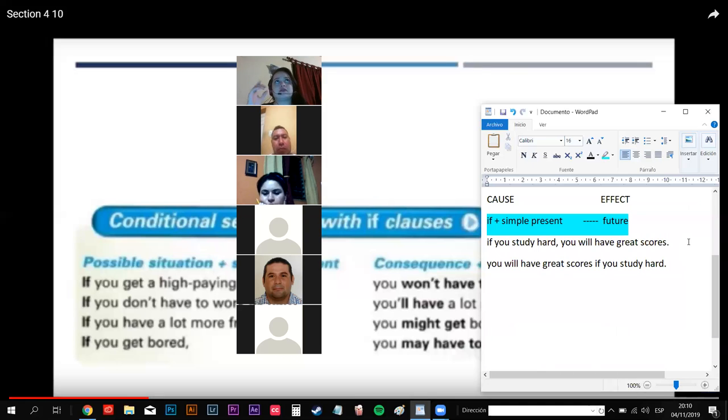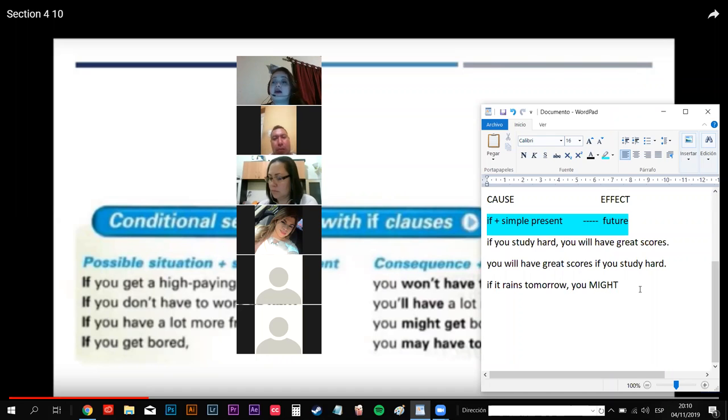Remember that might is a possibility in the future, but it's not certain. So it's not 100% guaranteed, okay? For example, if it rains tomorrow, who wants to complete this sentence? Let's try to use might. So if it rains tomorrow, what's the effect? You might get wet. Oh, I like that example. You might get wet.